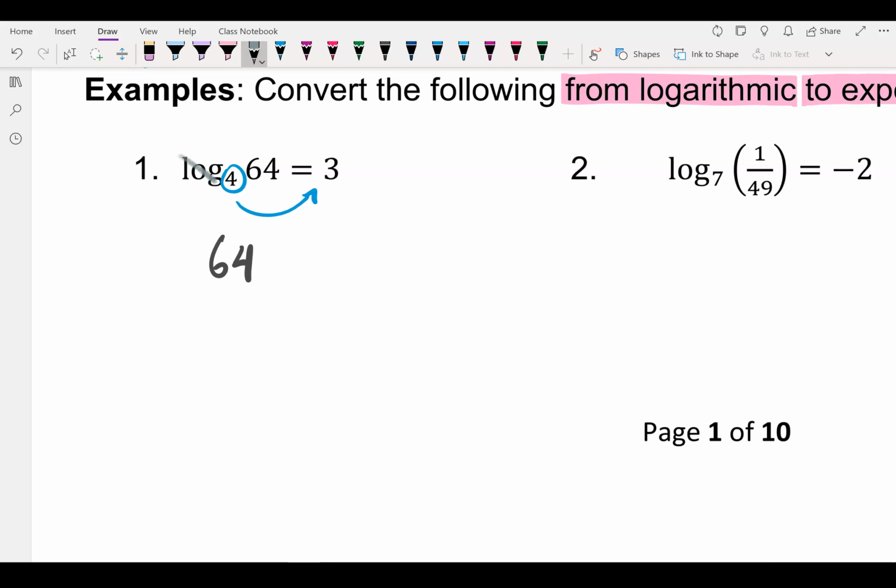You can almost think of the log as being canceled now. And the 4 is now a base. A base of what? A base of an exponent. And you can always check that. What is 4 to the power of 3? It is 64. Check it on a calculator.